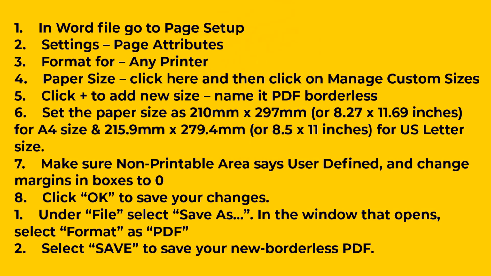6. Set the paper size as 210 mm by 297 mm, or 8.27 by 11.69 inches, for A4 size, and 215.9 mm by 279.4 mm, or 8.5 by 11 inches, for US letter size. 7. Make sure non-printable area says user-defined, and change margins in boxes to 0. 1. Under File, select Save As. In the window that opens, select Format as PDF. 2. Select Save to save your new border-less PDF.